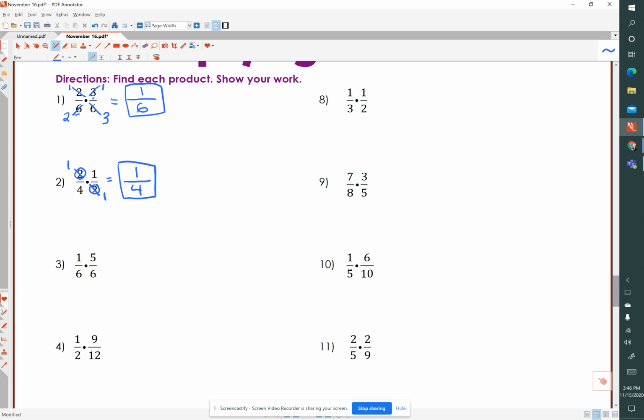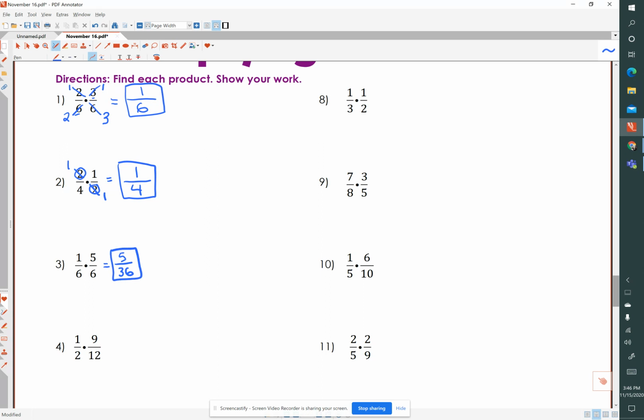So 1 and the 6 cannot be simplified, and 5 and 6 have no common factors. So I'll immediately multiply across. 1 times 5 is 5. 6 times 6 is 36. And I cannot simplify that any further. So that's our final answer.